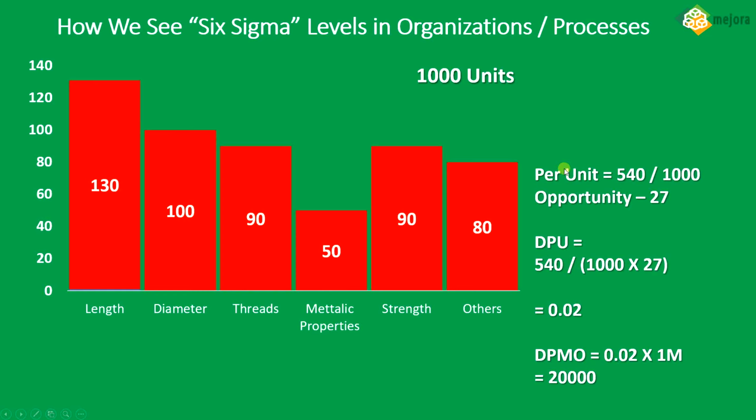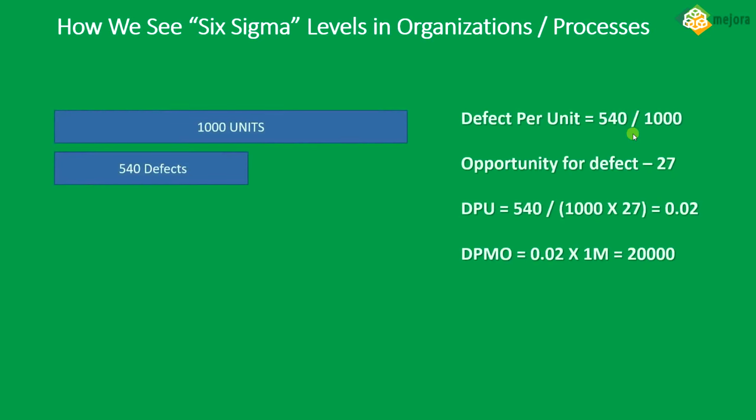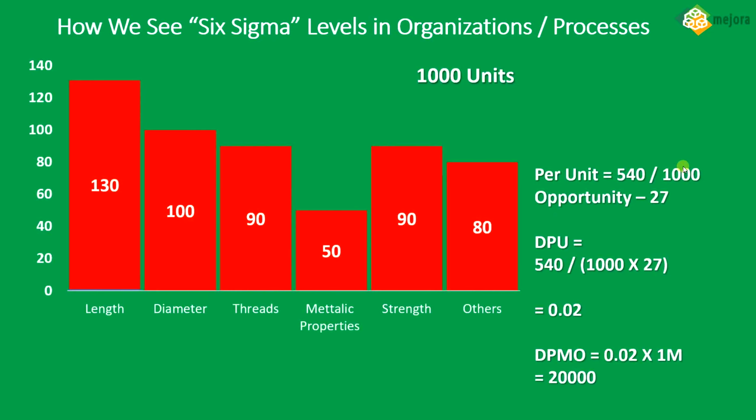For now, going forward, let's say per unit, we found that out of 1000 units, 540 units were defective, right? For our simplification, it is like this. We had 1000 units, and out of those 540 were defective units. So the defect per unit comes to 540 divided by 1000. Then opportunity for defect, that means in how many ways a defect can occur.